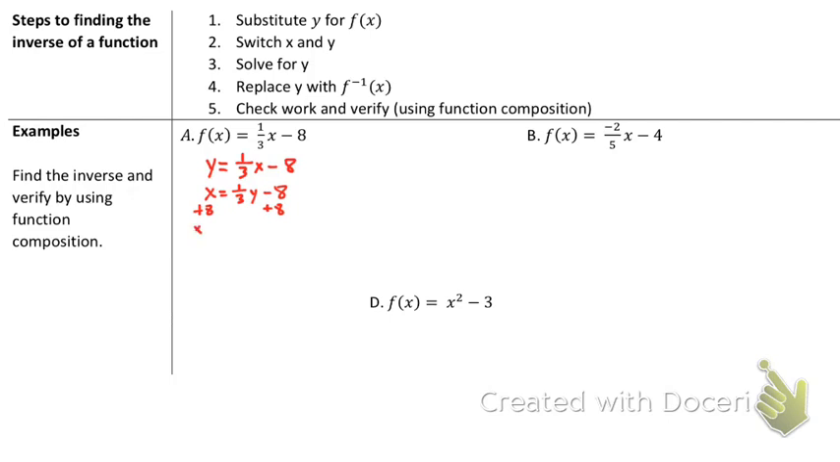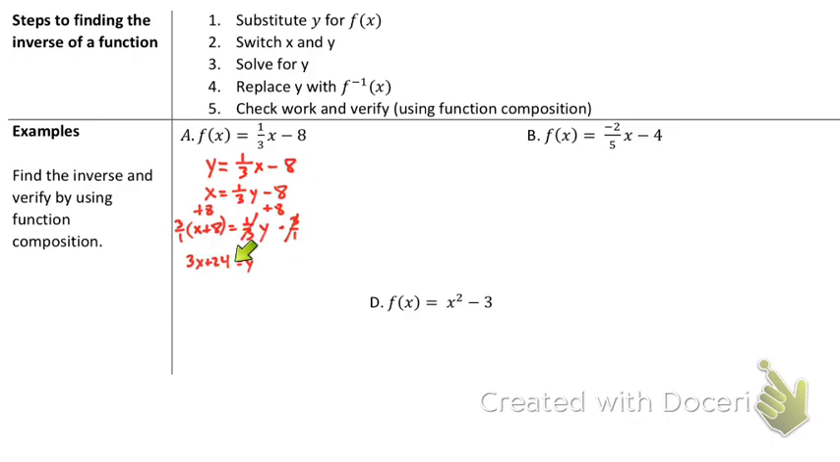So we end up with x plus 8 equals 1/3 y. And we have to get rid of 1/3. And hopefully you remember to get rid of 1/3, because it's multiplying with y, but it's a fraction. We multiply both sides by the reciprocal. That would cancel out. I would then distribute 3/1, or just 3. So it's going to be 3x plus 24 equal to y.